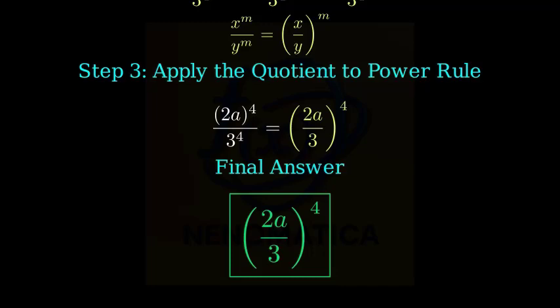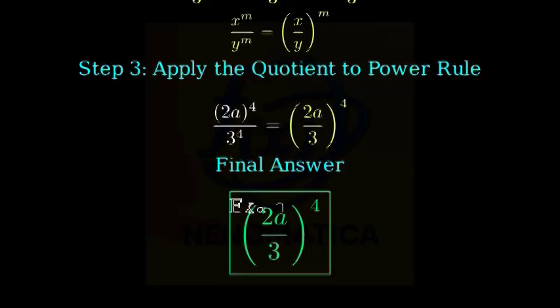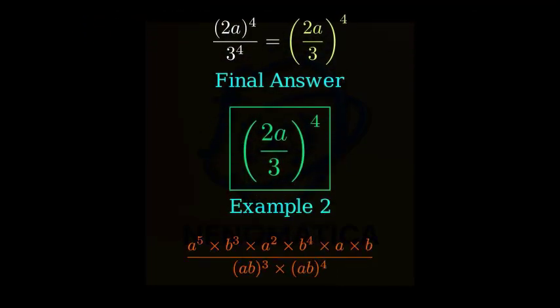Let's move on to our second example, which is more complex. A to the 5th power times b cubed times a squared times b to the 4th power times a times b, all divided by the product a b cubed times ab to the 4th power. This expression looks complicated, but we can simplify it systematically.